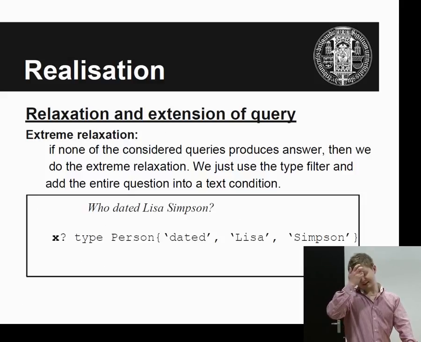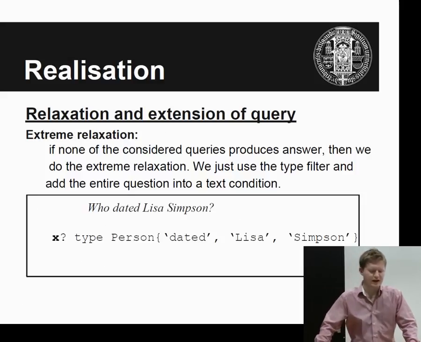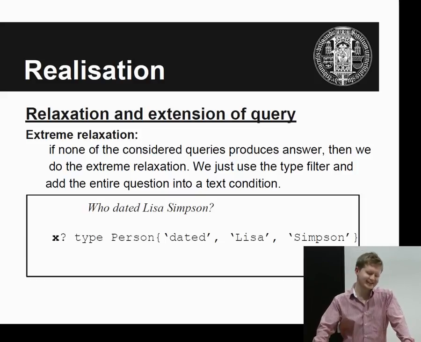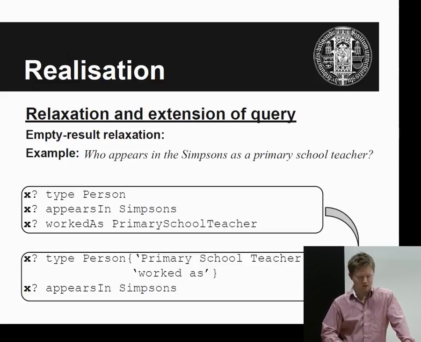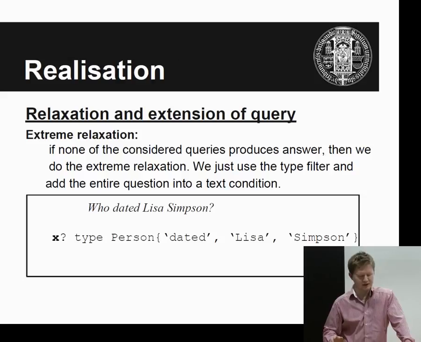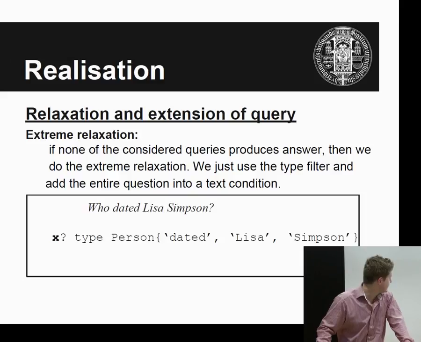And now the last technique, extreme relaxation. Actually, this is the same technique as the second one. This is the extreme case of the second technique. If we do this algorithm further and further, and we have just one triple at the top, then it will happen that we have added all other words as textual extension. And here we just have the type triple, and the rest is as keywords.